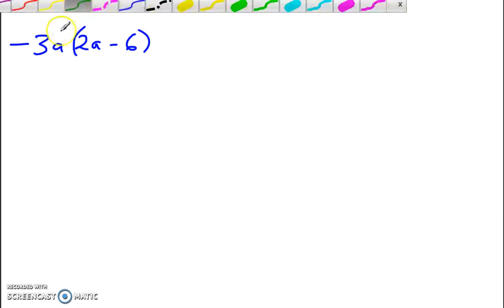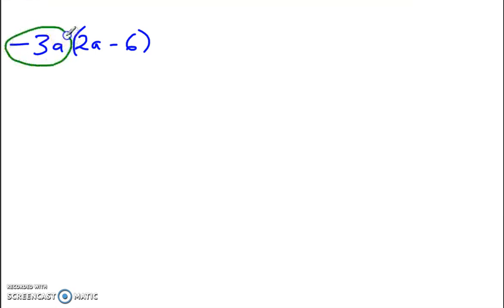Okay, Section 1-4, Distributive Property. A couple of things I want to look at with you here. Negative 3a times (2a minus 6). We can't combine what's in parentheses here. So we take what's outside the parentheses, the negative 3a, and multiply with everything inside. Okay, so we do negative 3a times 2a, which is negative 6a squared. Careful here. A times a gives me a squared.